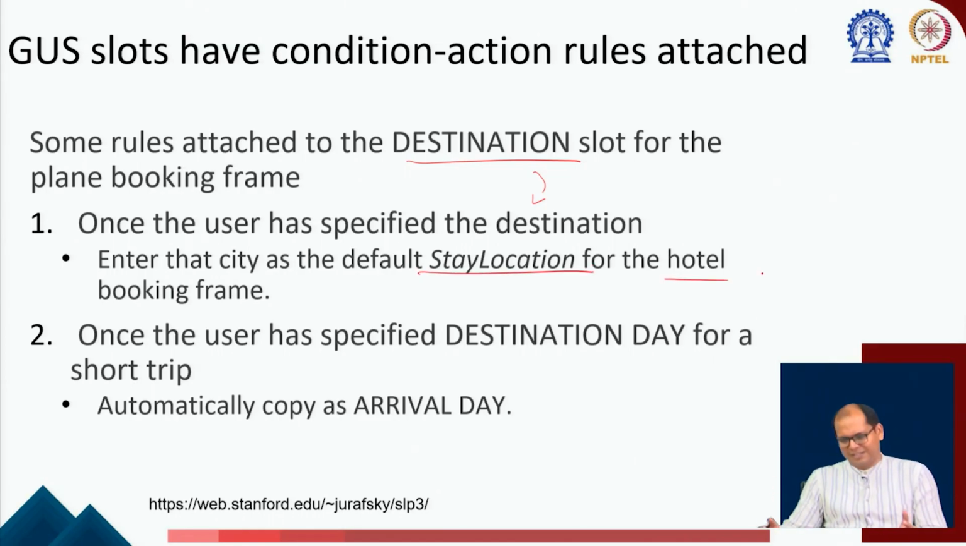So you are catering to multiple different objectives here: train booking, flight booking, hotel booking. And you can see that the destination city for the flight is the same as the stay location, right? Unless the user specifies a new stay location, you would still recommend a hotel for that location. Similarly, once the user has a destination day, that becomes the arrival day for the hotel reservation.